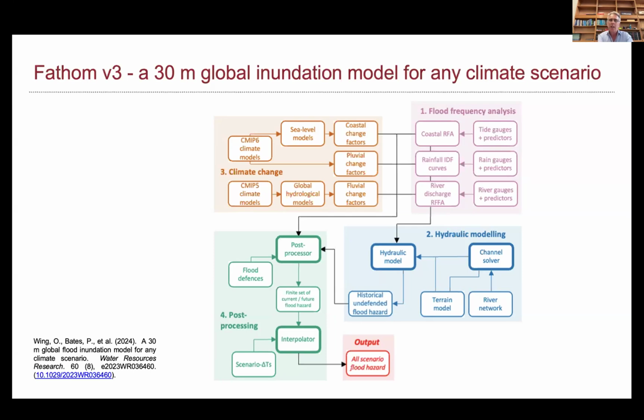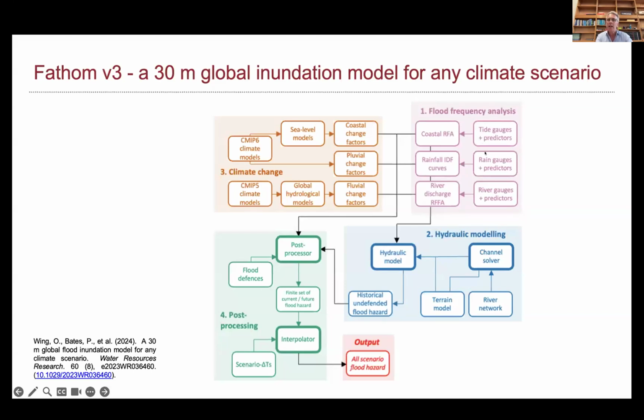So if you can see in box 2, right at the heart, this is a classical hydraulic modeling problem. You have some model code which solves some physics-based equations that simulate how water moves over the landscape. You might need some terrain data to go into that and some details of the river network. Because we don't know the river bathymetry globally, we need to first of all estimate that, which happens in the channel solver. But then that's a classical hydraulic modeling setup. And it needs driving with boundary conditions, which come here in box 1.